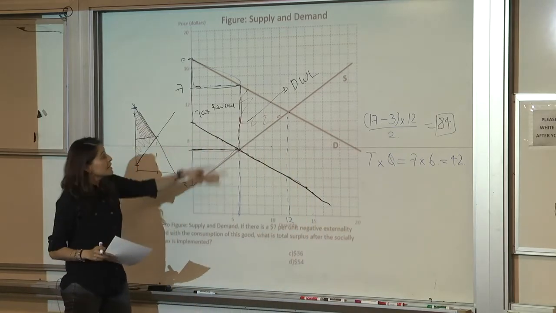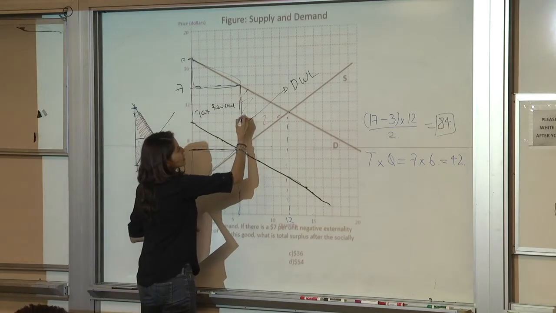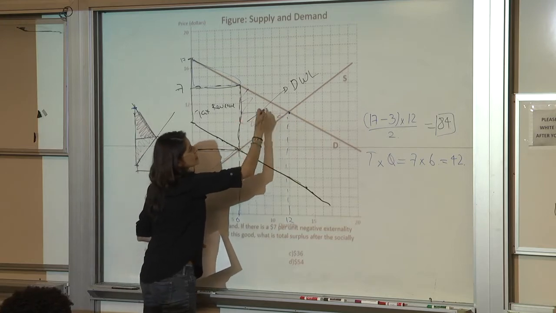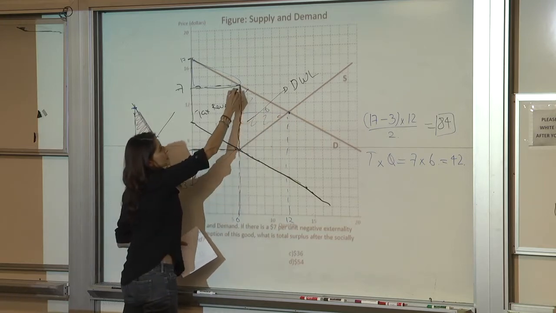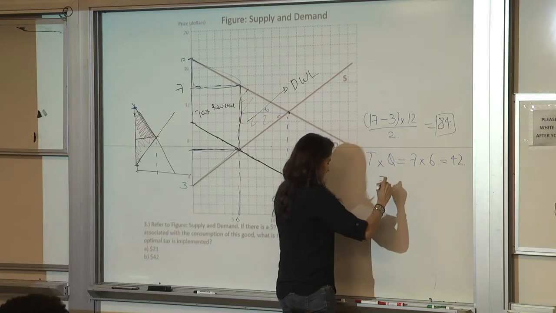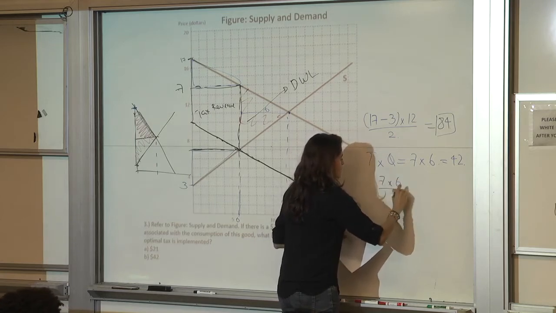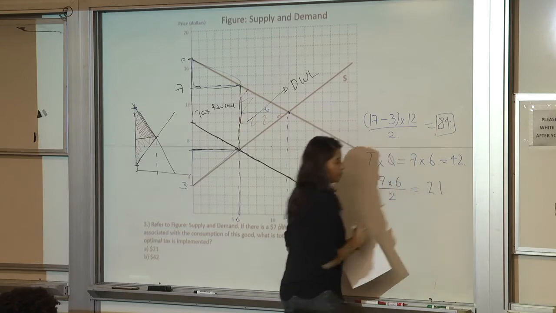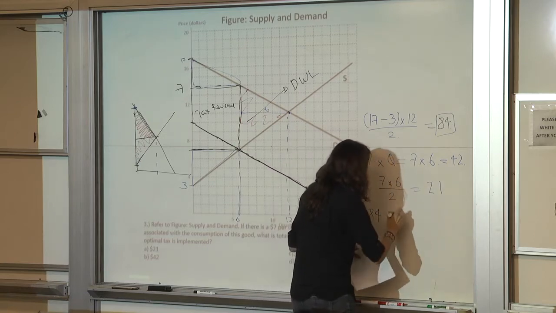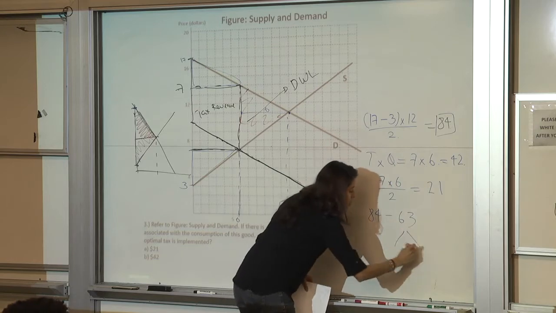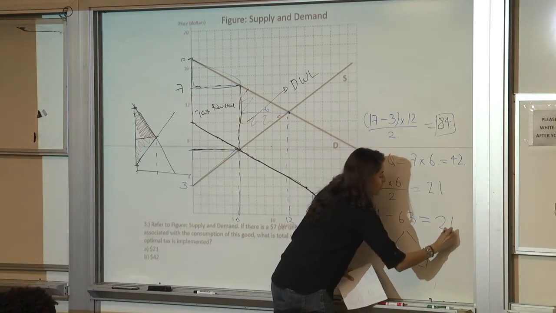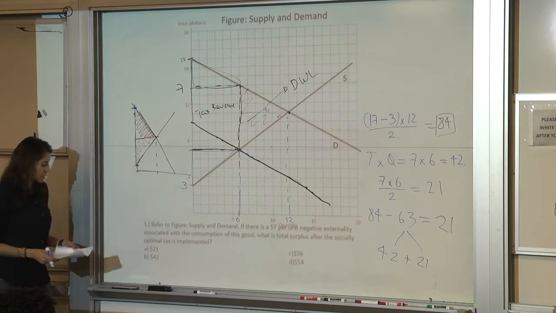Now, the area of the deadweight loss: from here to here is 6, because I had 6 here and 12. So this is 6 times the size of the tax, 7, times 6 divided by 2, and this is equal to 21. So I will have 84 minus 63. Where does 63 come from? 42 plus 21. This is equal to 21, and the answer is A.